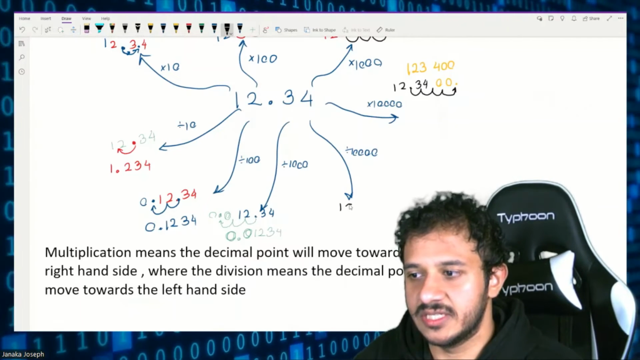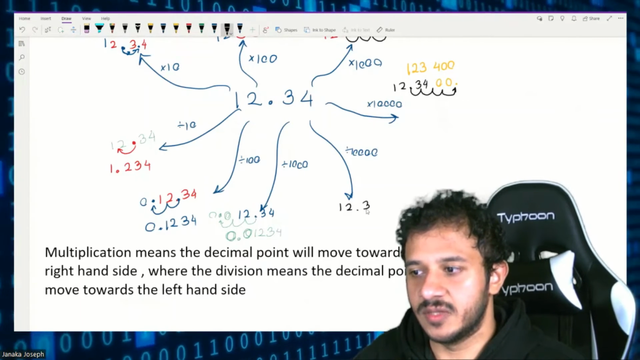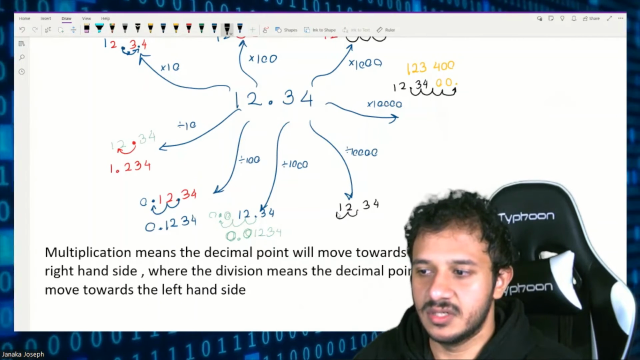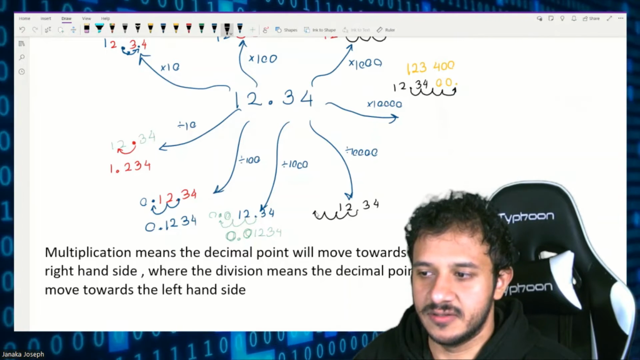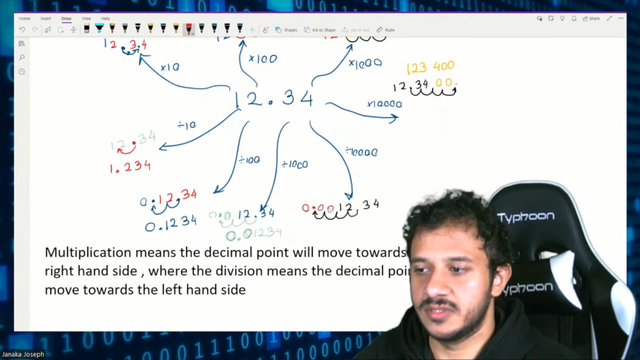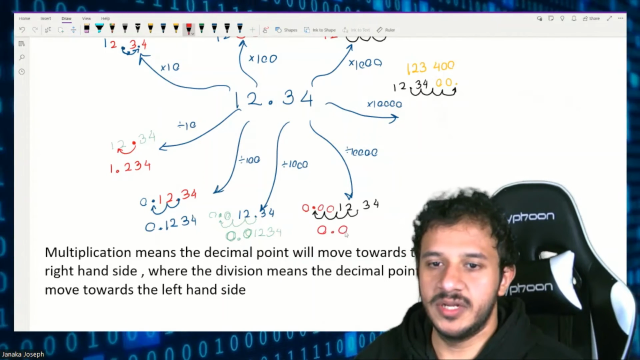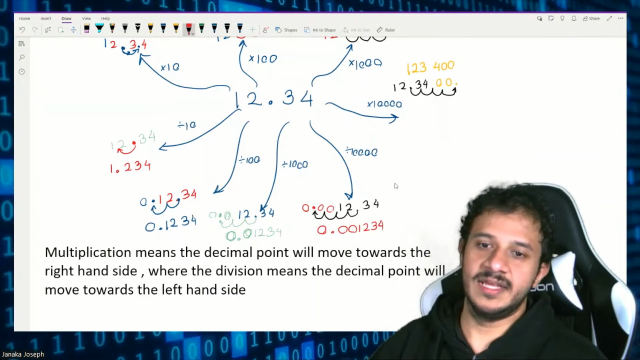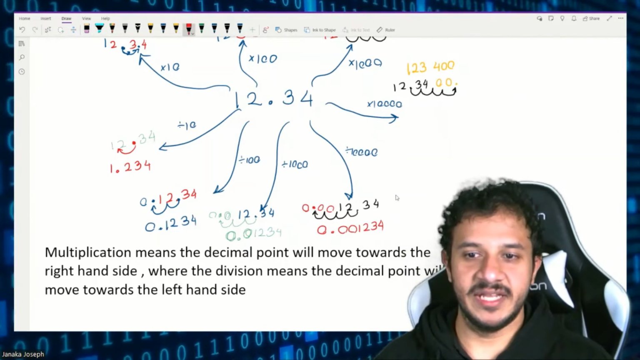Now the last but not the least is 12.34. We are going to divide it by 10,000, right? So 1 place, 2 place, 3 place, 4 place. So the dot will come here, 0, 0, 0. So it will be 0.001234. I hope that it made sense.